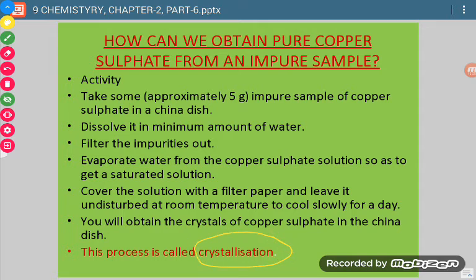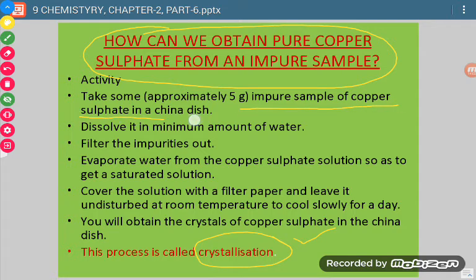Now what is crystallization, how do we do it, and what is it used for? Suppose we have to obtain pure copper sulfate from its impure sample. Then we will do the process which is called crystallization. Now let us understand this with the help of an activity. Take approximately 5 gram of impure sample of copper sulfate in a china dish. China dish, you know, we have taken 5 gram approximately of impure sample of copper sulfate.